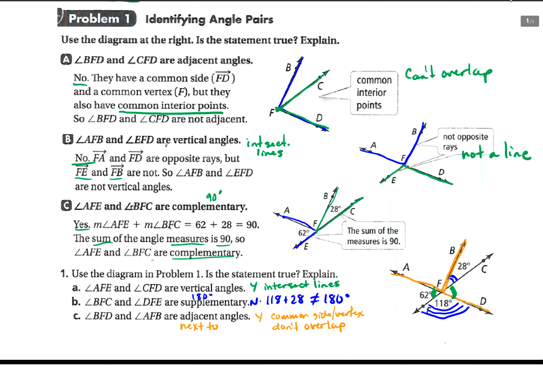are not supplementary. And the last one here, angle BFD and angle AFB are adjacent angles. I marked out my 2 angles there. They have a common vertex and this common side, and they don't overlap, no common interior points. So yes. Now if we look at the names here, look right here.